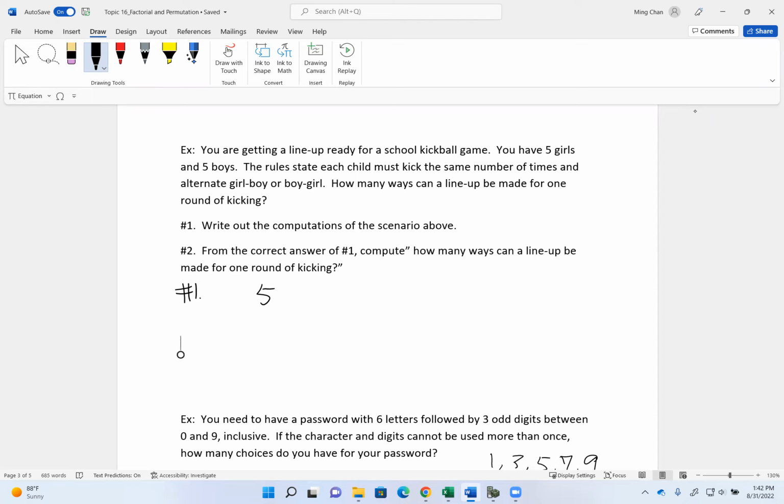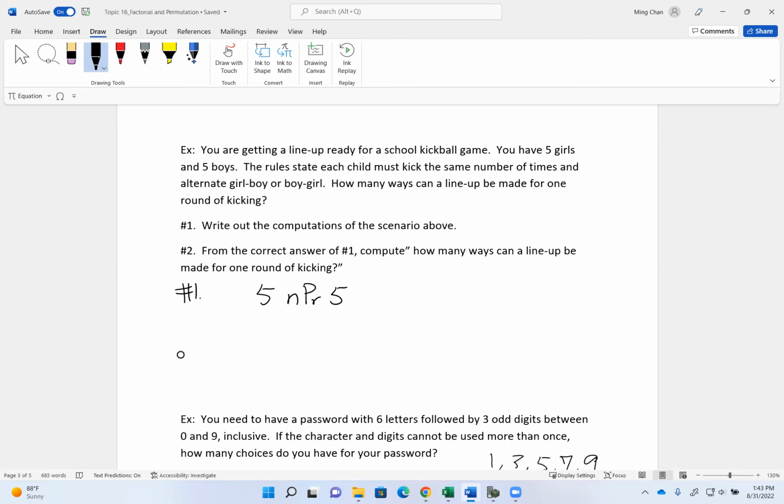And on top of that, think about it though. I got 5 kids I got to pick from. So the first boy I pick, I have 5 choices. Then the next one, I only have 4 boys left. So I have 4 choices to pick. So the order is important. So this is 5 choosing 5 because all 5 boys got to kick, using permutation because the order does matter.